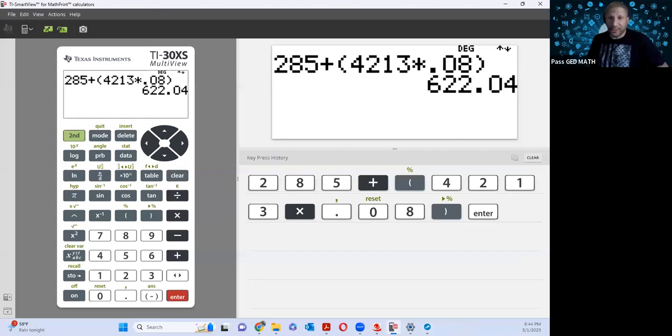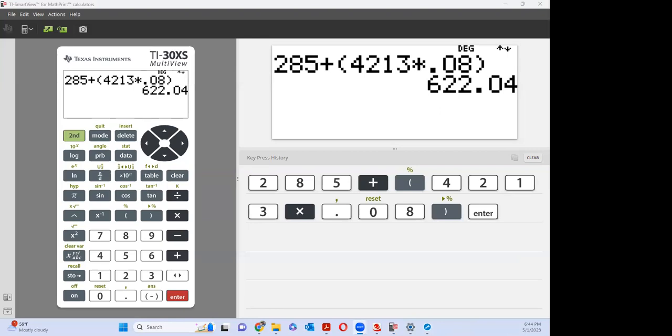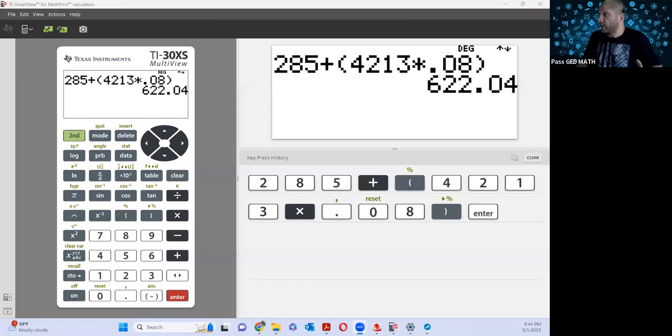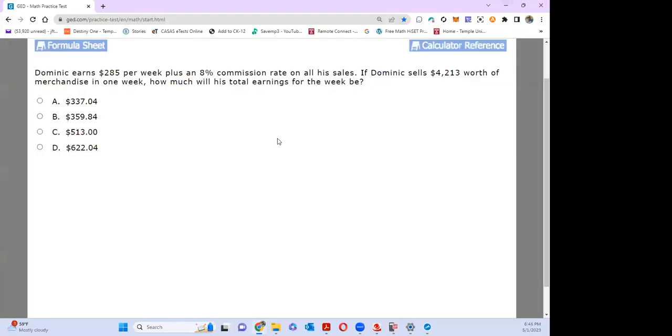And this is why, listen, I can't tell you enough: you have to practice with this calculator. Instead of spending 3, 4, 5 minutes on a problem, I just did this problem in 30 seconds. And for me, I look at this problem, but you got to know what's expected.